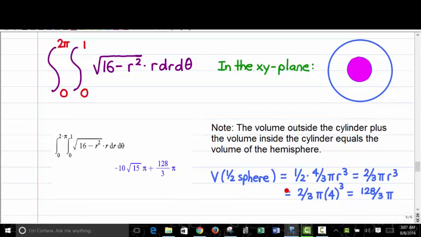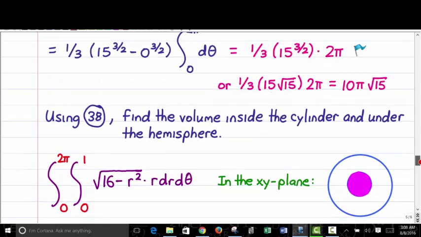the volume of a sphere is 4/3 pi r cubed, but half of a sphere would be 1/2 of that. So there's that 128 over 3 pi that I was telling you about a little earlier. So that entire volume of the hemisphere is 128 over 3 pi. But look what this integral turned out being, even though I didn't work it out. And it was doable, use substitution. But look at the answer up here that I simplified.